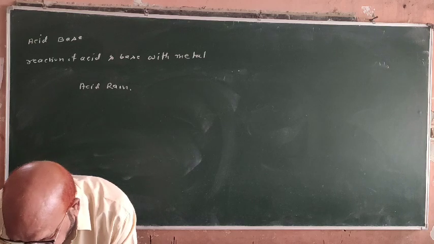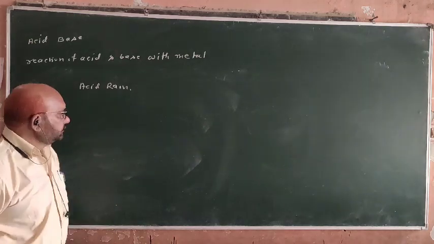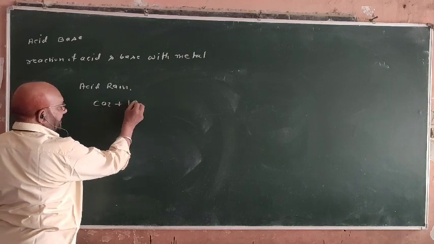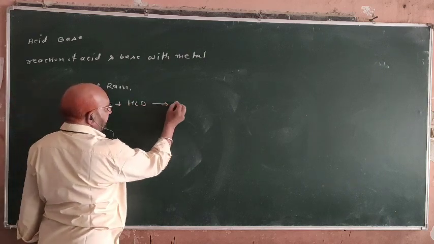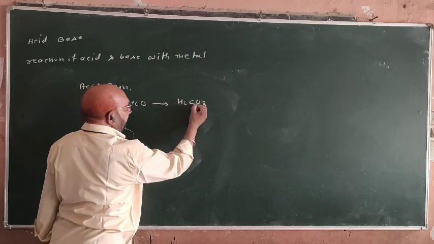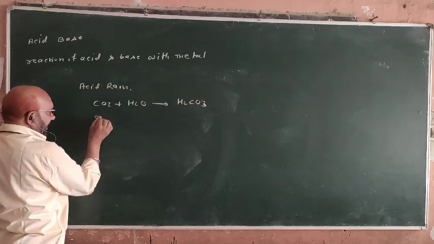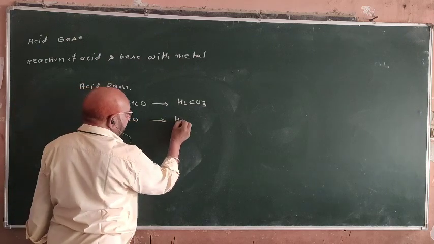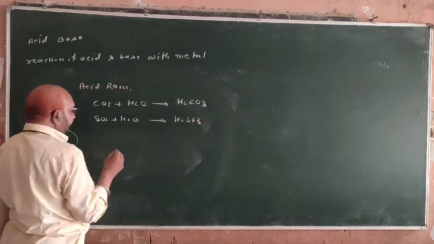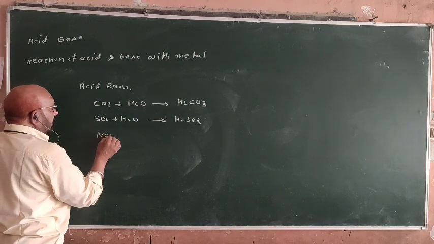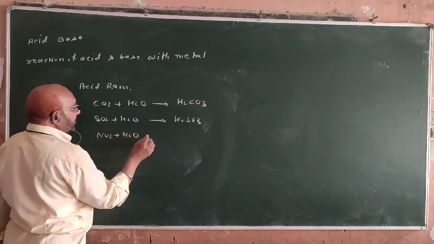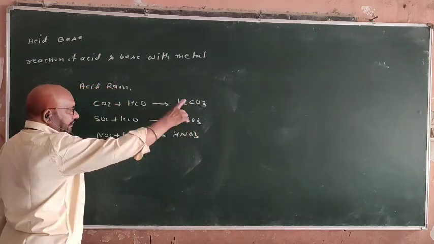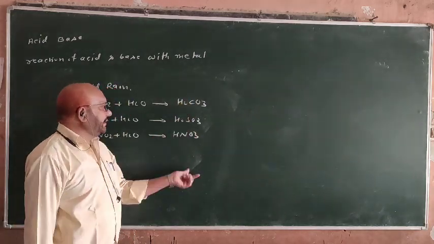For example, CO2 plus H2O gives H2CO3, which is acid. SO2 plus H2O gives H2SO3. NO2 plus H2O gives HNO3. All the compounds are called acids.